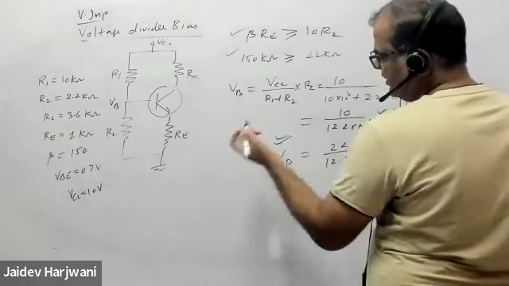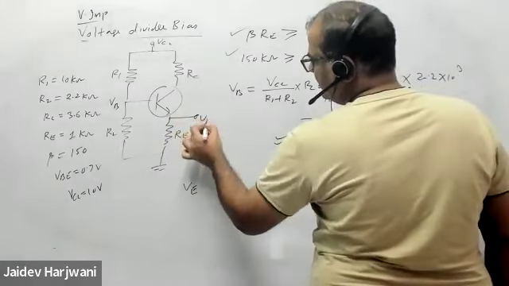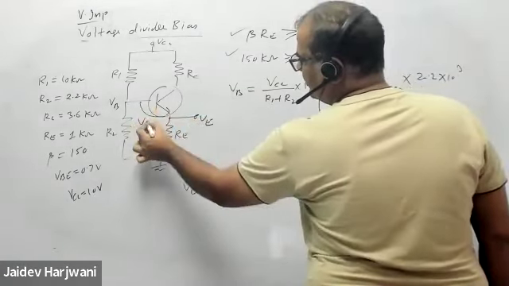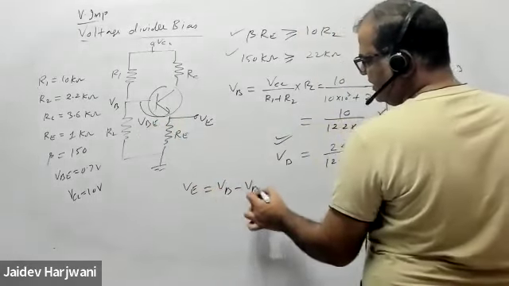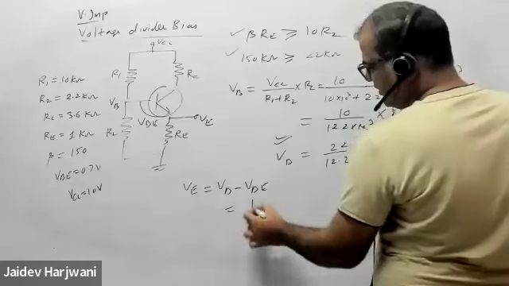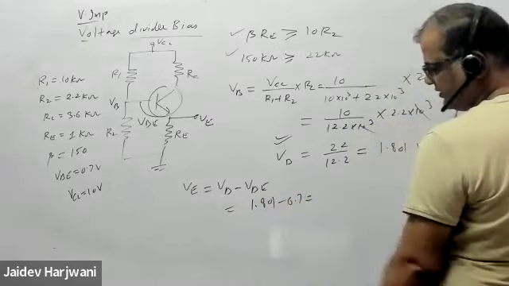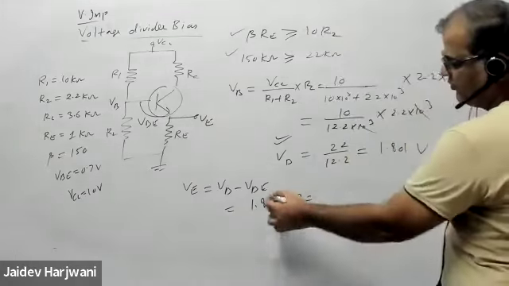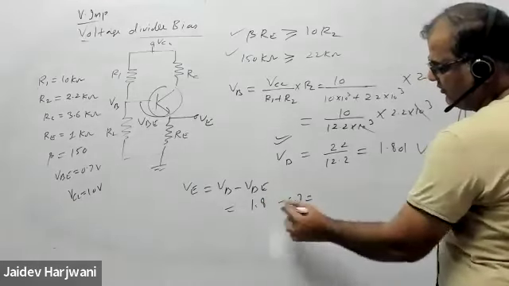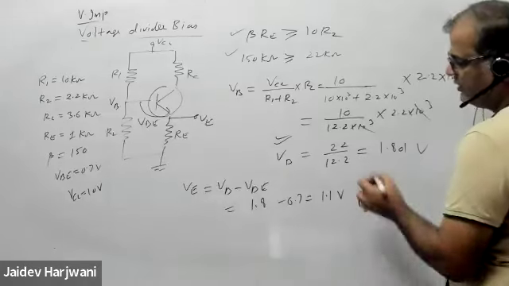Once you know the VB, you can find VE. How much will VE come? This potential, this is the drop. So VB minus VBE, that is 1.801 minus 0.7. How much will it come? 1.1. So if you put 0.80, you can remove 1 and 0.7. This is 1.1 volt.